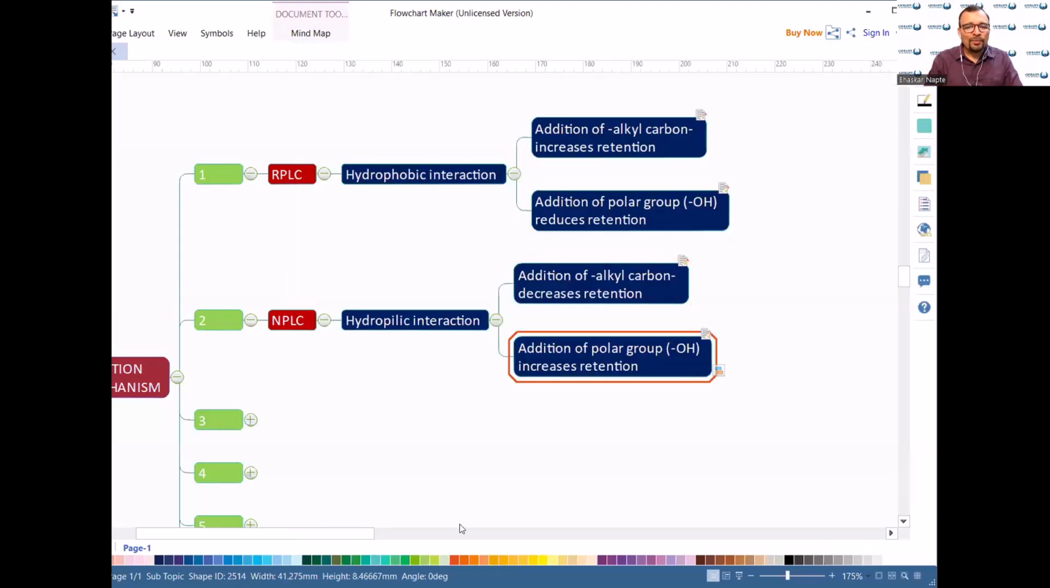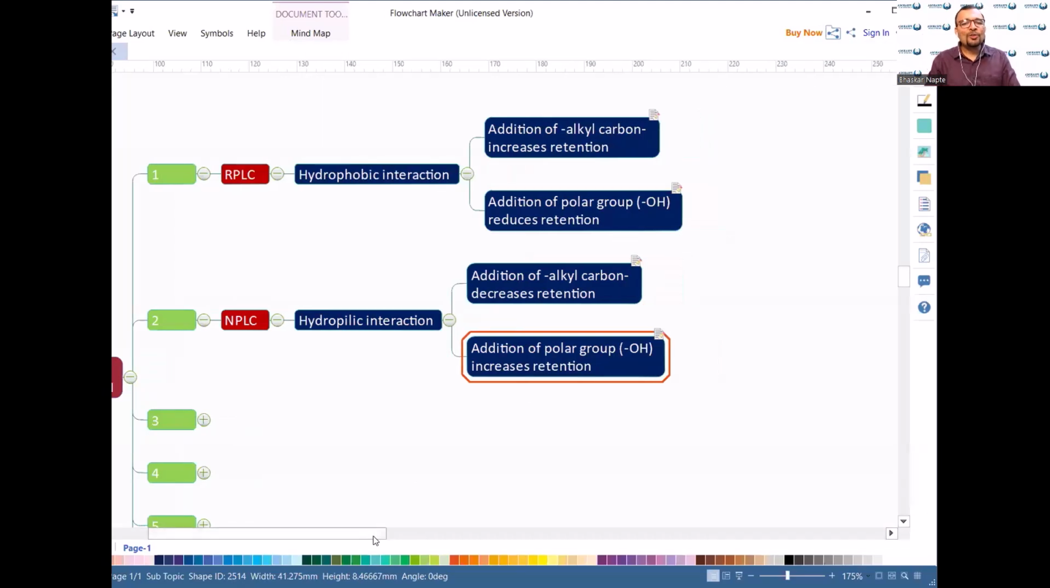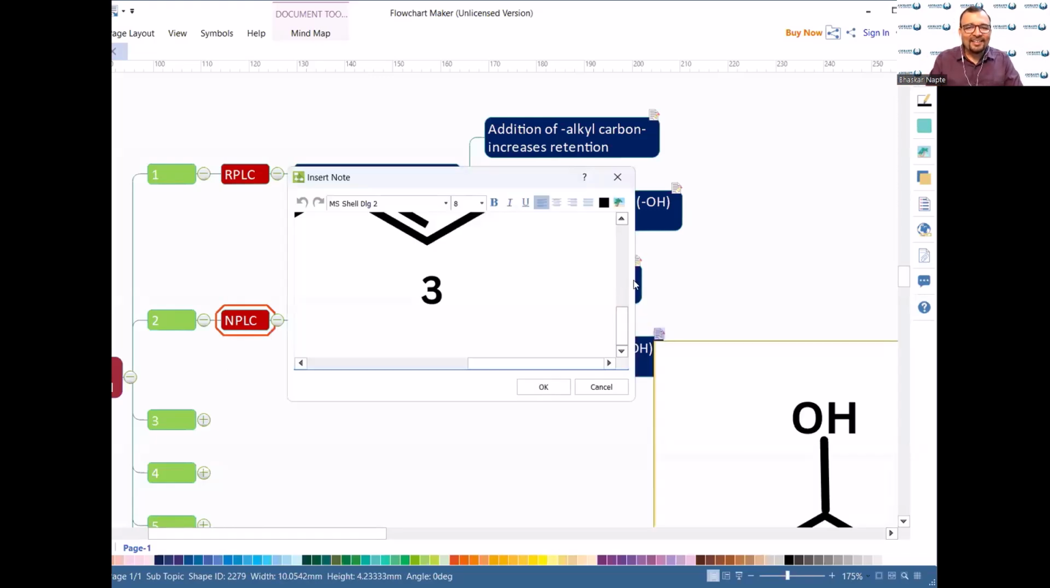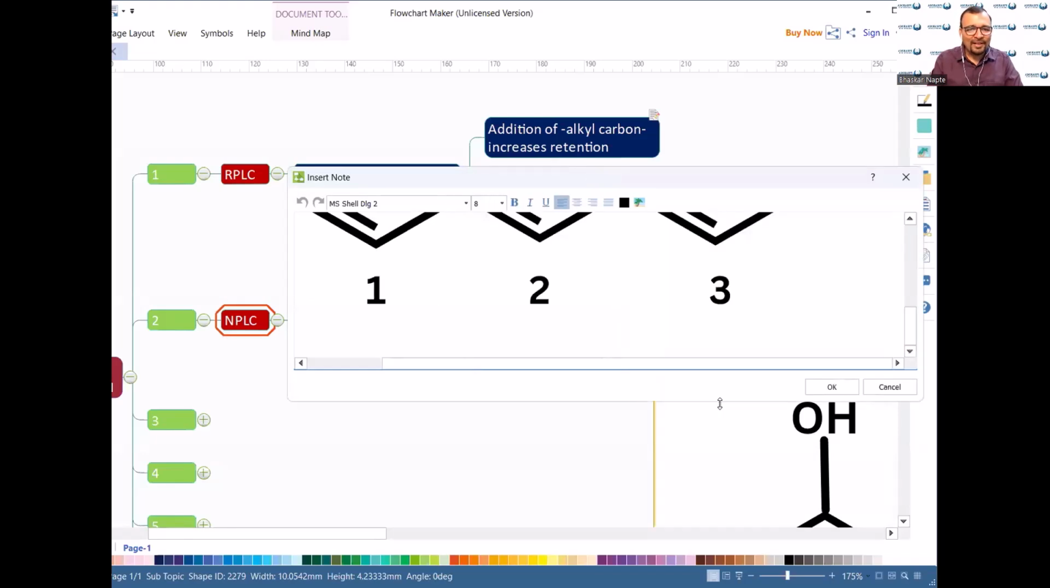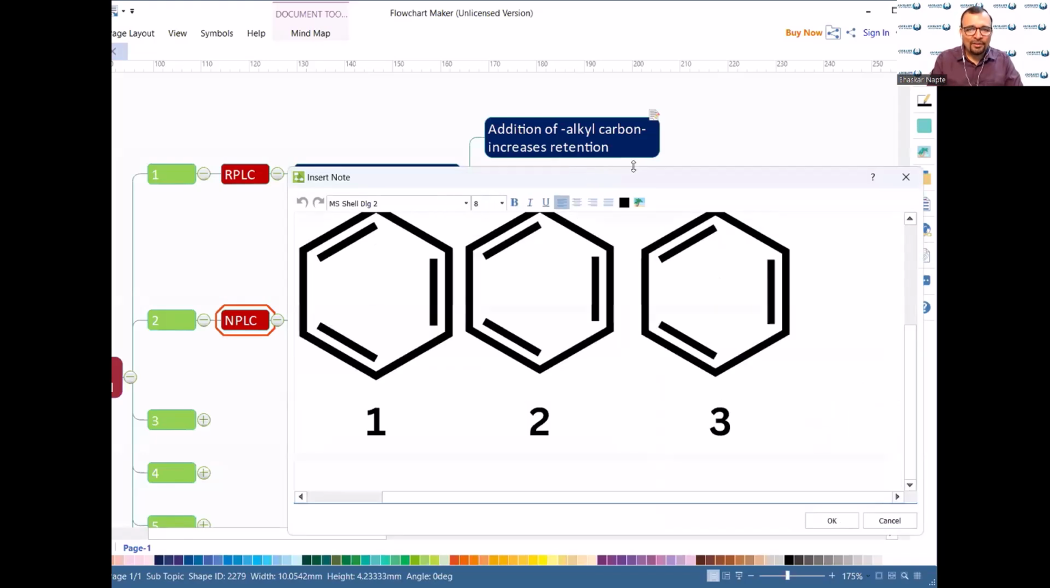Addition of a polar group like a hydroxyl group is going to increase the retention time in normal phase liquid chromatography. Why? The addition of any polar groups like hydroxyl, amine, amide, or carbonyl is going to increase the retention time in normal phase liquid chromatography. Let us take again a simple example for explaining this theory. These are the three compounds on the screen.